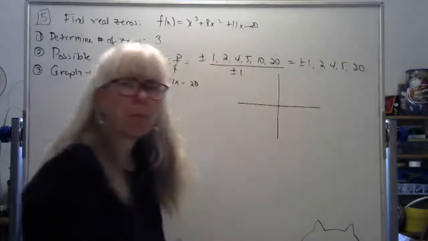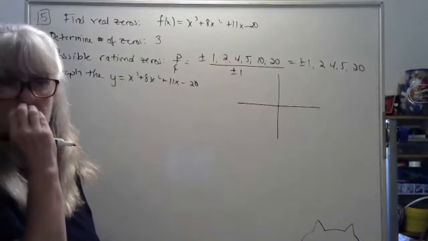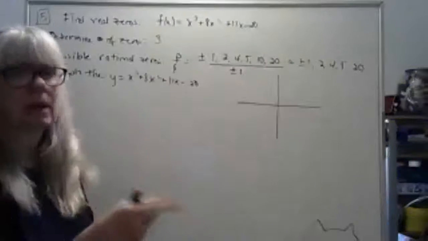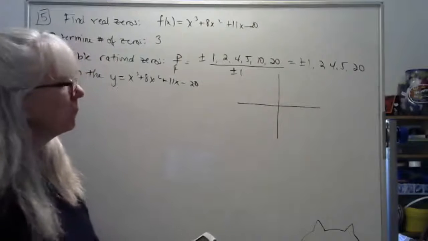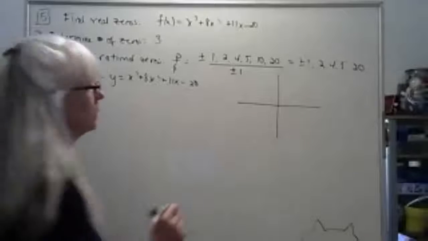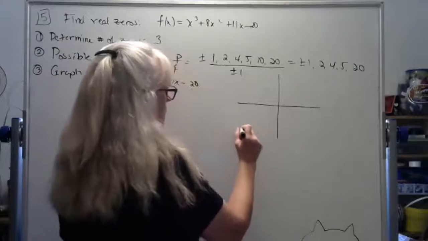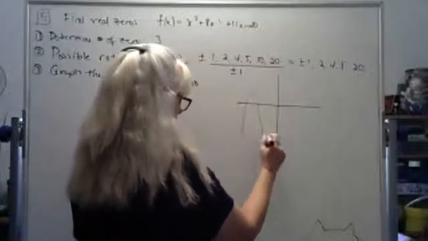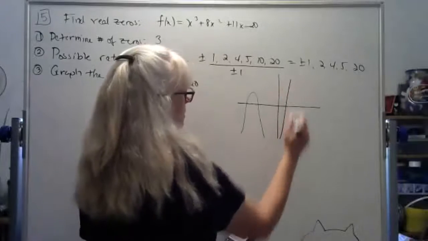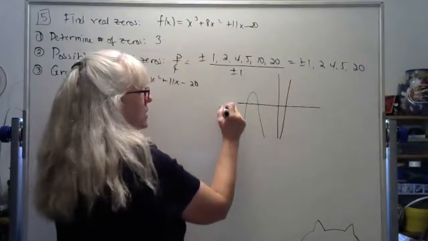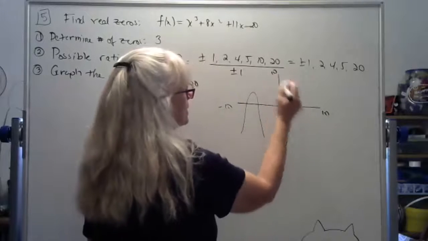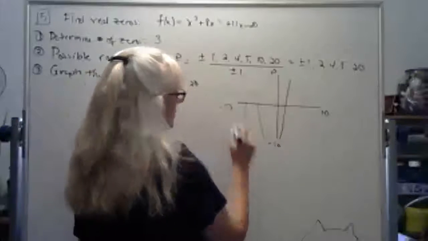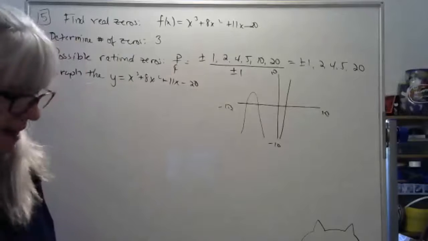Now the graph is not part of the work or the answer. It's just what we're using as a tool to make it a shorter problem. So when you're done, you get something that looks like this. I've got my window set from -10 to +10 and -10 to +10. That's the standard window. So you get something that looks like that.